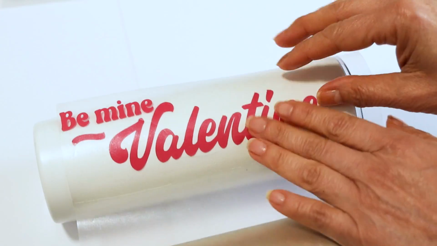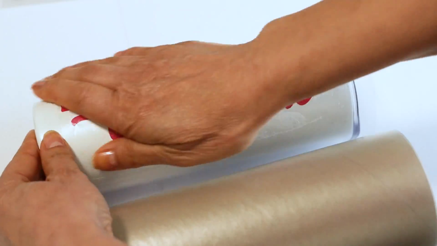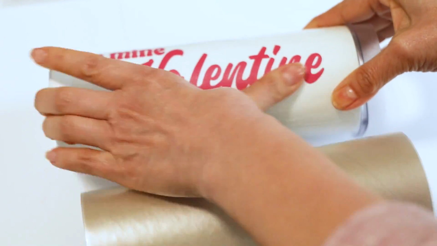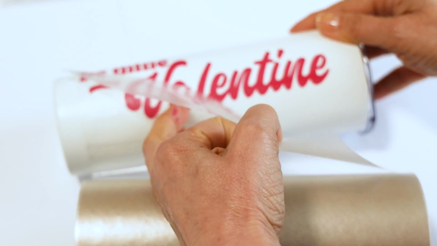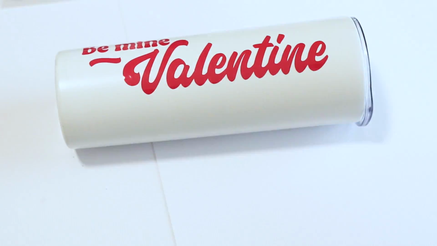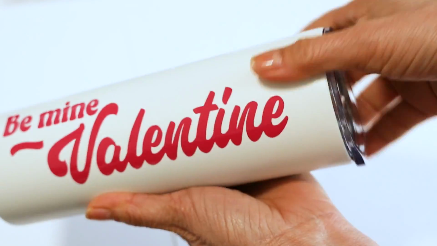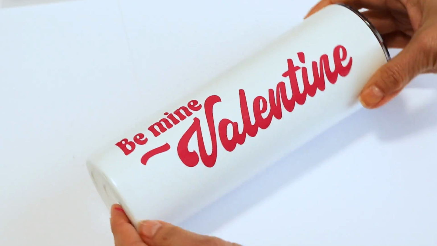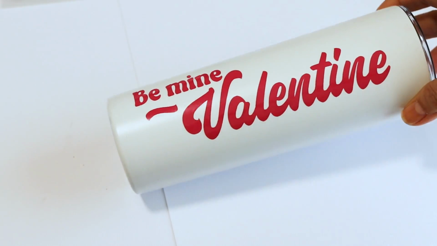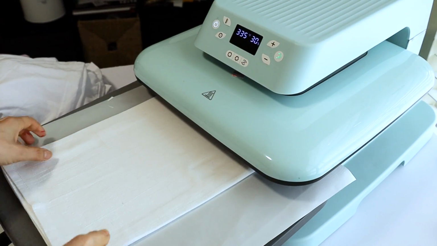I love how it turned out. It's a very simple design, but it looks beautiful. We can also customize these skinny tumblers with names or even other images or designs. Now that I already finished customizing this skinny tumbler, I'm going to move to the iron-on vinyl.